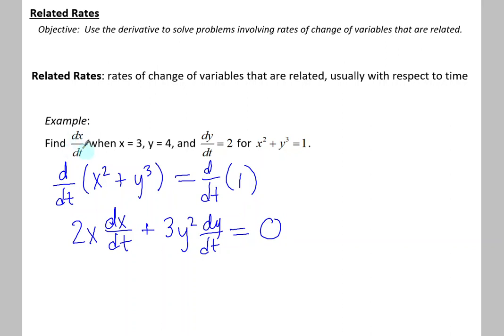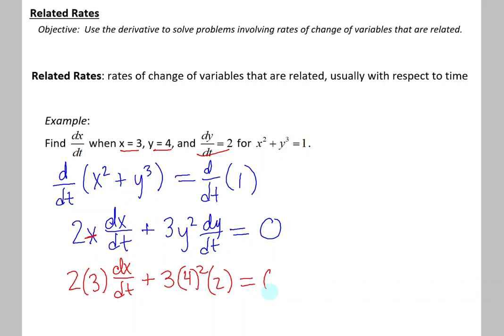Now I'm asked to find dx/dt, but I know all these other values. So now I substitute those values. x is 3, so that's going to go there. 2 times 3. dx/dt is what I don't know, so that will stay dx/dt, plus 3 times y is 4, so 4 squared. dy/dt is 2, equals 0. Getting dx/dt by itself, I get negative 96 divided by 6. That's an example of a related rate that's already set up for us.